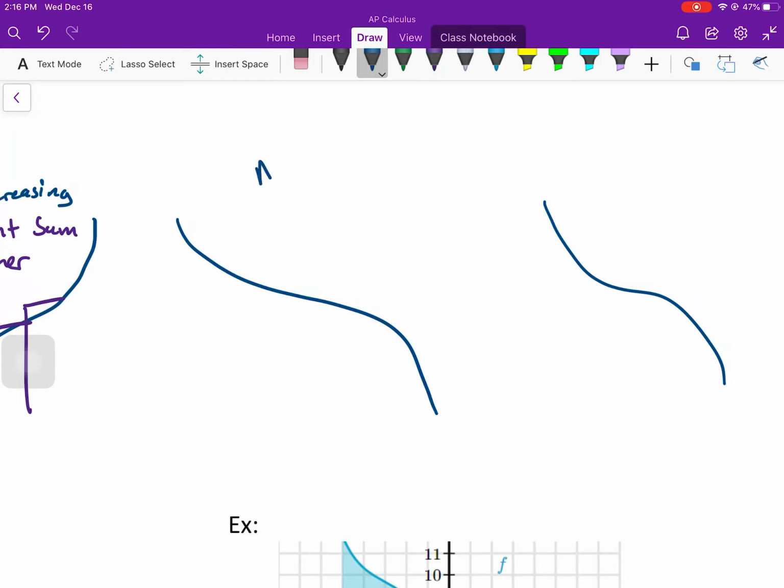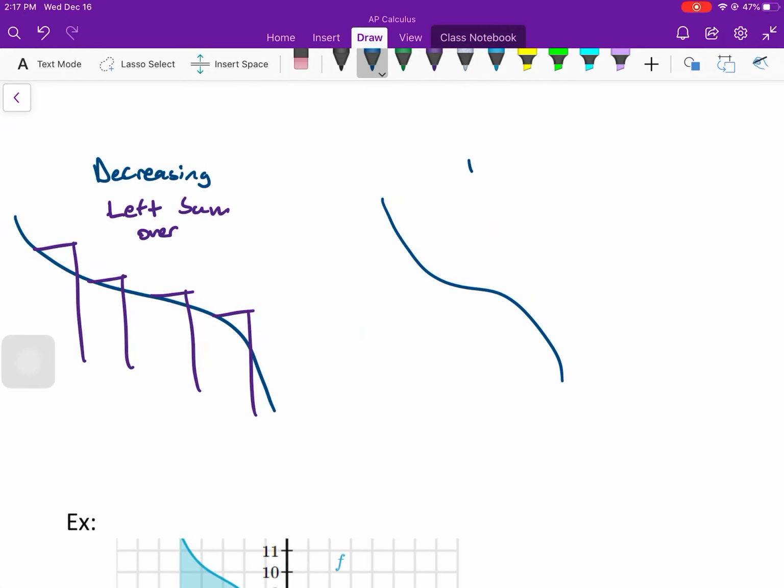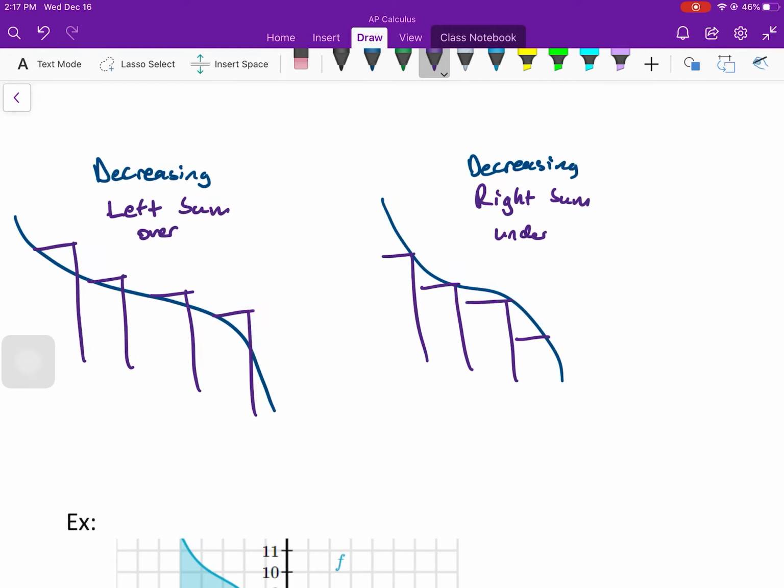So if we're decreasing, let's start with our left sum and see what happens. We want our rectangles to touch on the left. Notice how I'm starting from the left and going right with those. You'll see that our rectangles are over it, so this is an over approximation. And then over here for our decreasing, we'll do a right sum. I want the rectangles to touch on the right. That's going to be an under because it's underneath it.